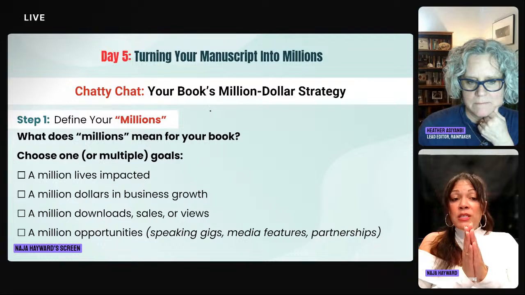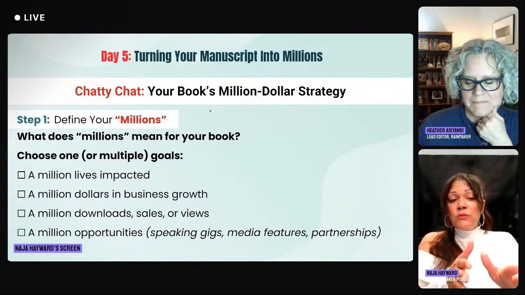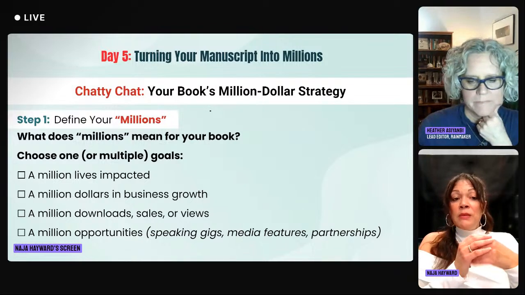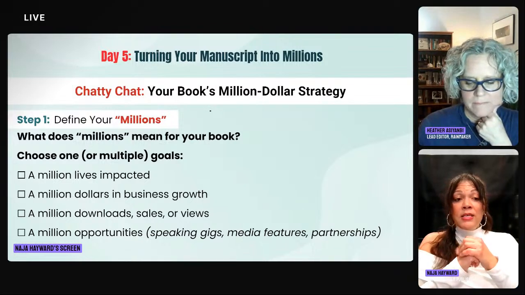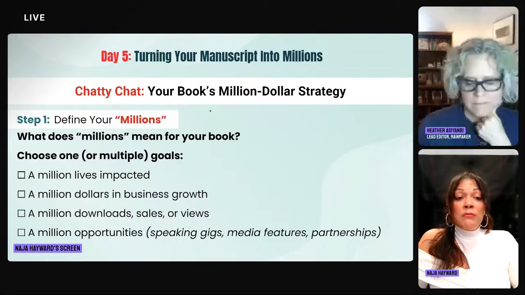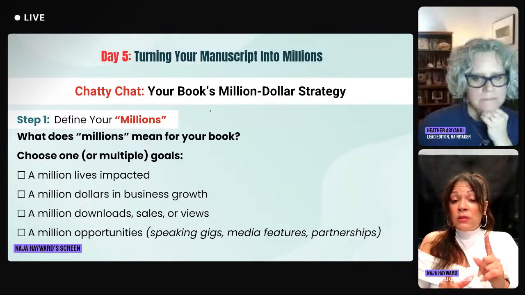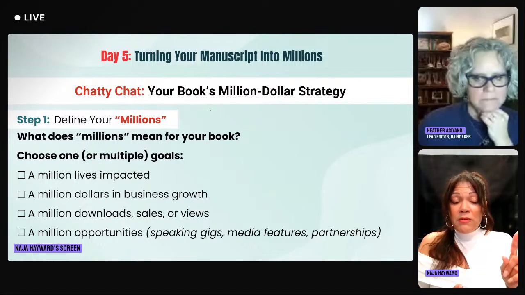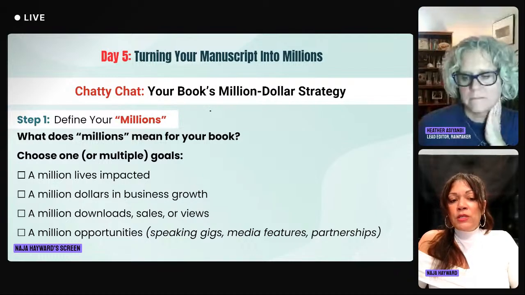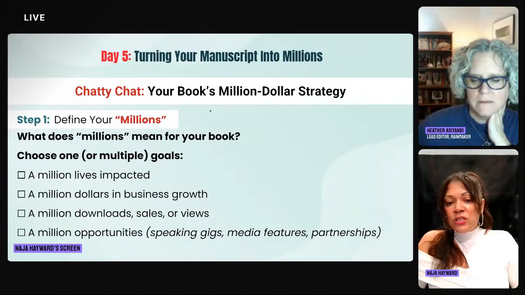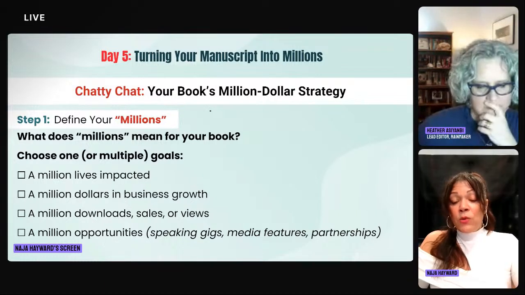What does millions mean for your book? Choose one. Don't choose multiple because I don't want you to choose multiple. I just want you to choose one for now. Does your millions mean 1,000,000 lives that you impact? Is it $1 million in business growth? Is it 1,000,000 downloads, sales, and views? Which just views and downloads convert to sales. Remember that. Or is it 1,000,000 opportunities, speaking gigs, media features, partnerships, collaborations? What does that look like for you? So I want you to put that in your journal.